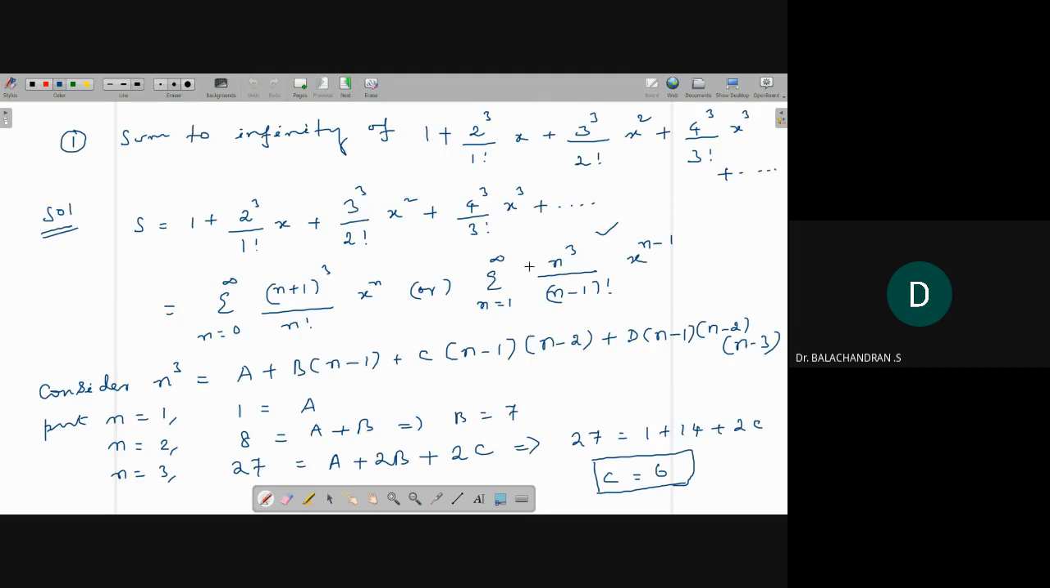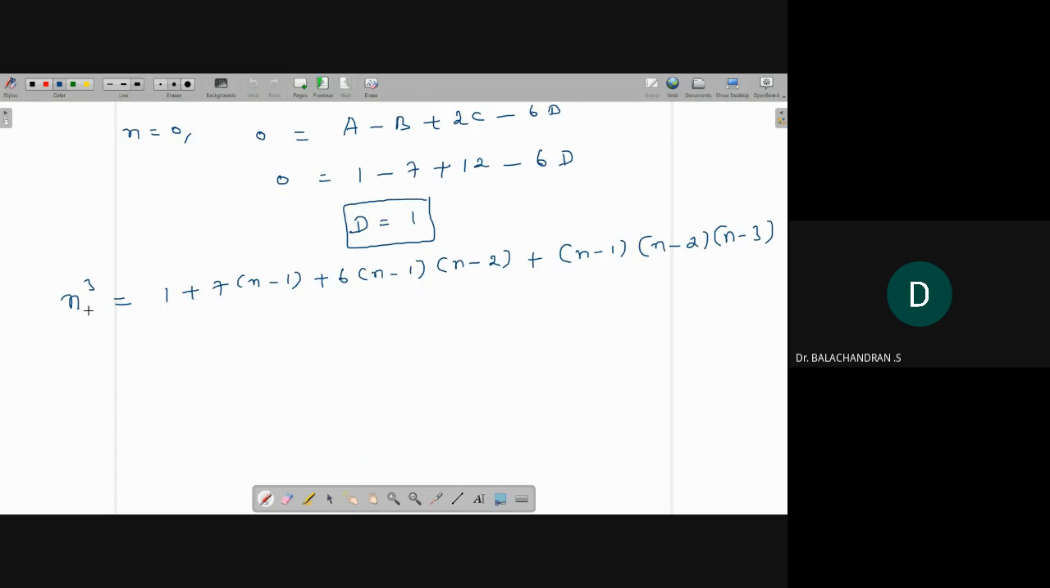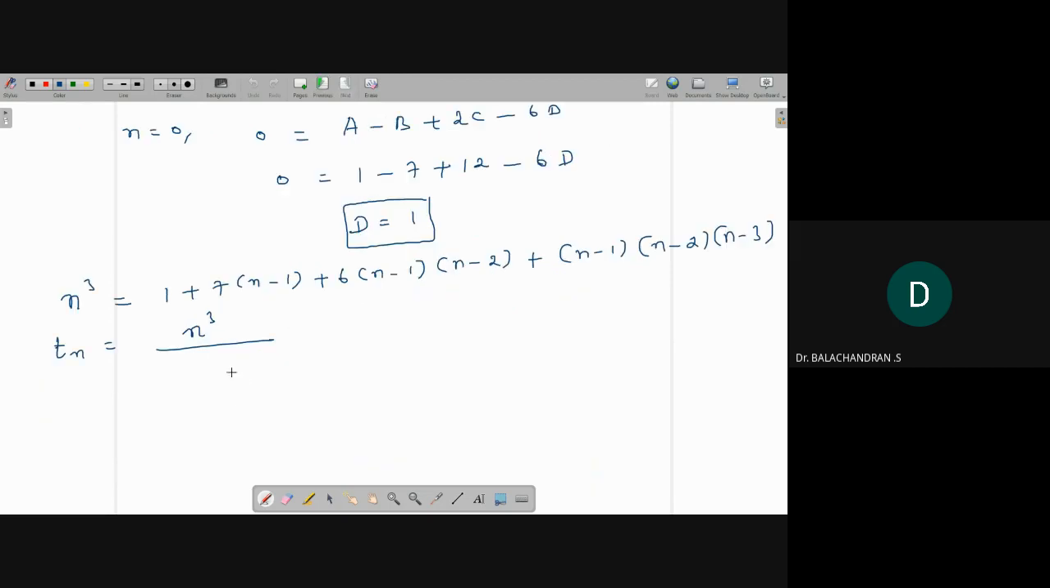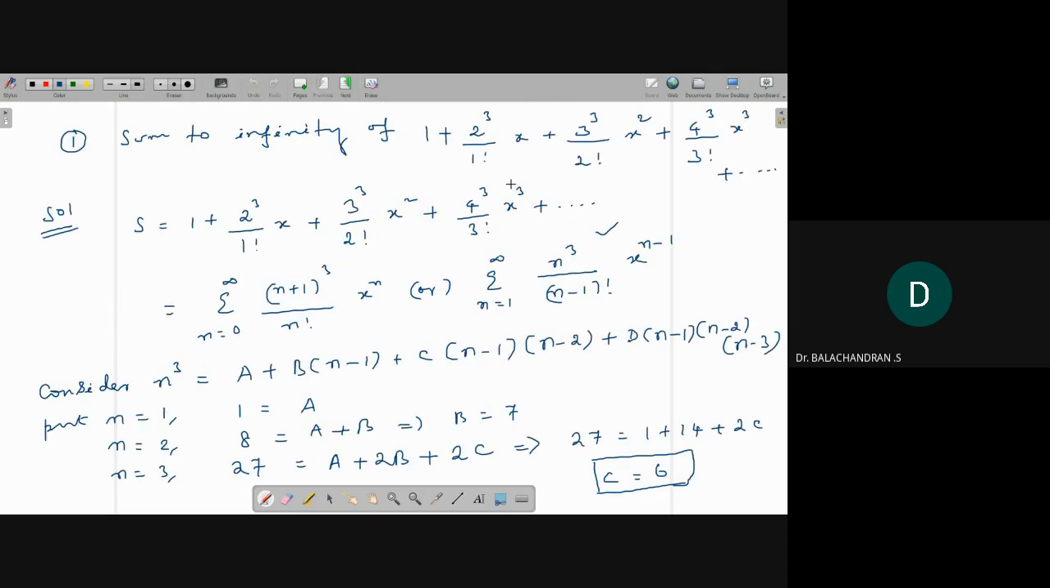So, okay, I will start from the nth term, that is Tn. Tn is what? n cube divided by (n minus 1) factorial into x power n minus 1.